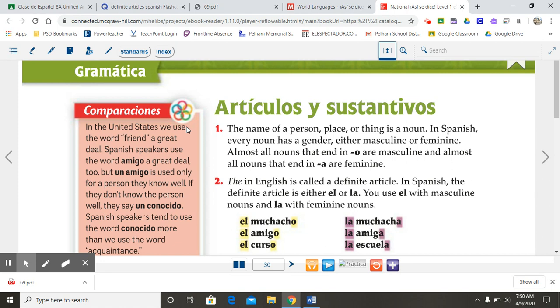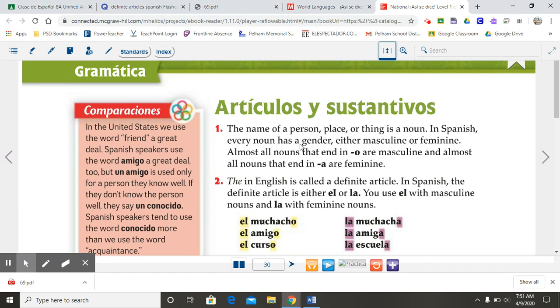Now, basically, in a nutshell, definite and indefinite articles. We're going to start off talking about definite articles. Definite articles are the ways that you can say the word the in Spanish. So in English, really quickly, you use the word the for everything.